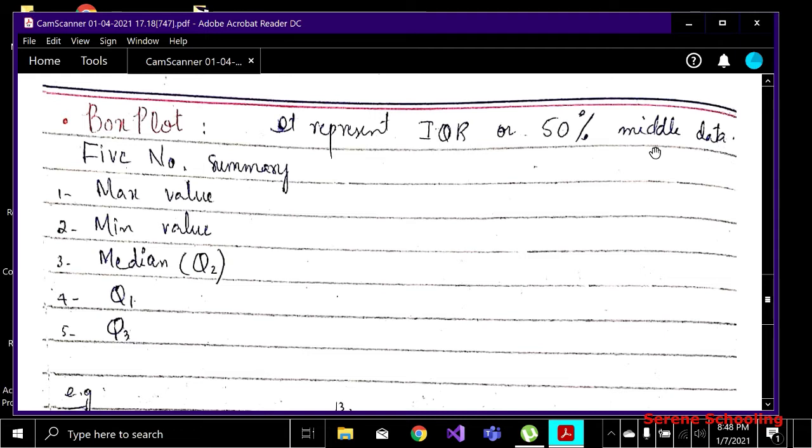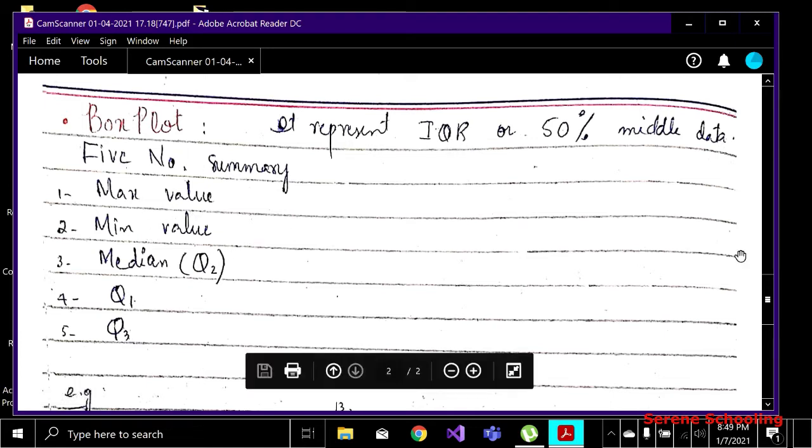And this IQR means interquartile range. It gives us the distance between the third quartile and the first quartile. We have discussed it when we were studying outliers and quartiles. So IQR means Q3 minus Q1. We need these things for our box plots.